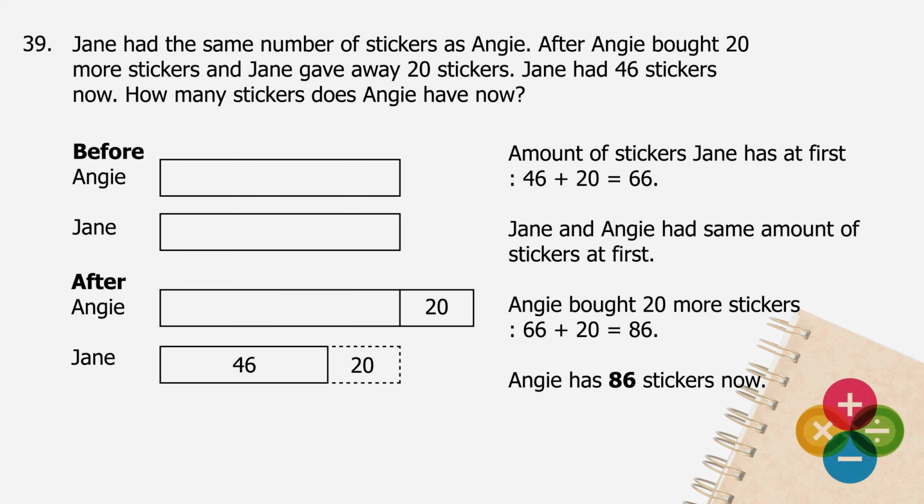The amount of stickers Jane has at first will be, add 46 to 20, and the sum is 66. Jane and Angie had the same amount of stickers at first. The amount of stickers after Angie bought 20 more stickers will be, add 66 to 20, and the sum is 86. Angie has 86 stickers now.